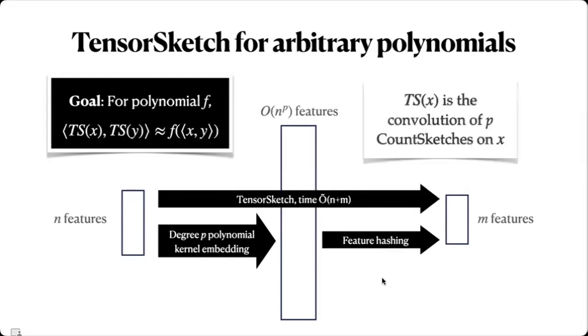So now we need to do the convolution not of 2 count sketches, but of p count sketches. So basically using Horner's rule, but it's basically exactly the same thing that is going on. Instead of having to create these n to the p features directly, we can directly compute this kernel approximation in near linear time.